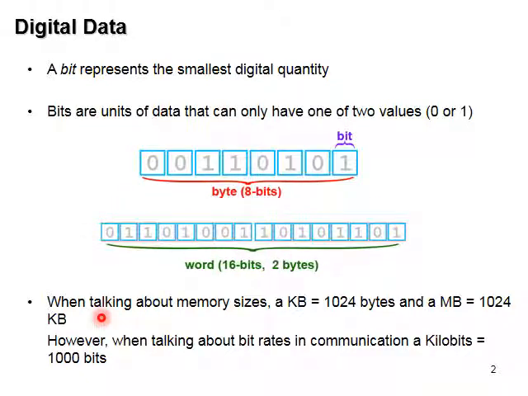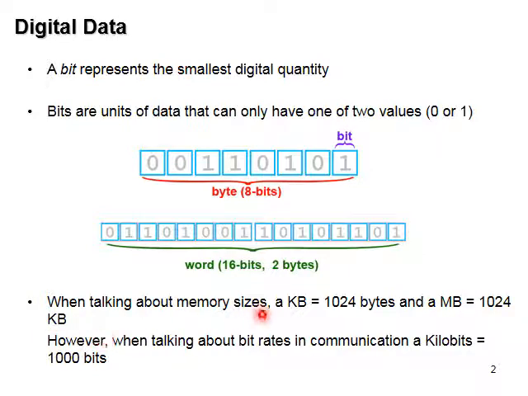Now, when we talk about the memory sizes throughout the course, of course a kilobyte is equal to 1024 bytes, which comes from the fact that you would have 2 power 10 bytes, so that's why it's 1024. 2 power 10 is equal to 1024 bytes. And then a megabyte is 1024 kilobytes.